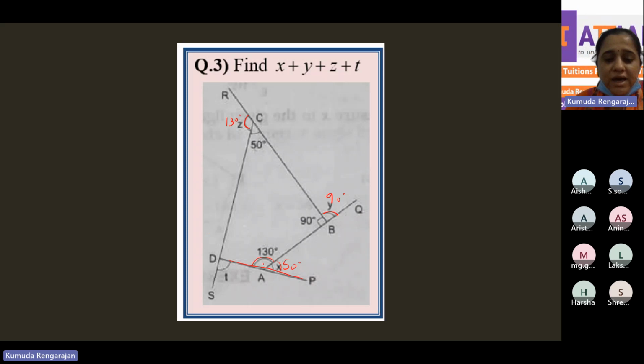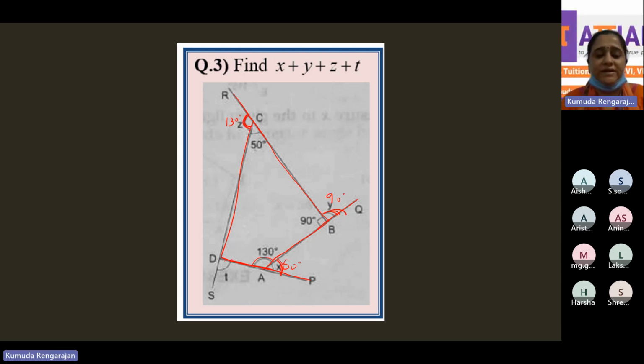Now, this one is a quadrilateral. You can see here, A, B, C, D. A, B, C, D is a quadrilateral. The sides are produced, and so you can see the exterior angles. So as some of you said, x is 50, y is 90, z is 130.